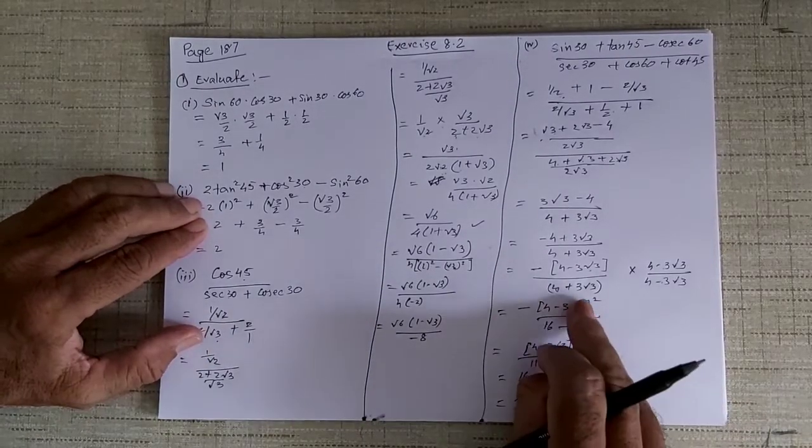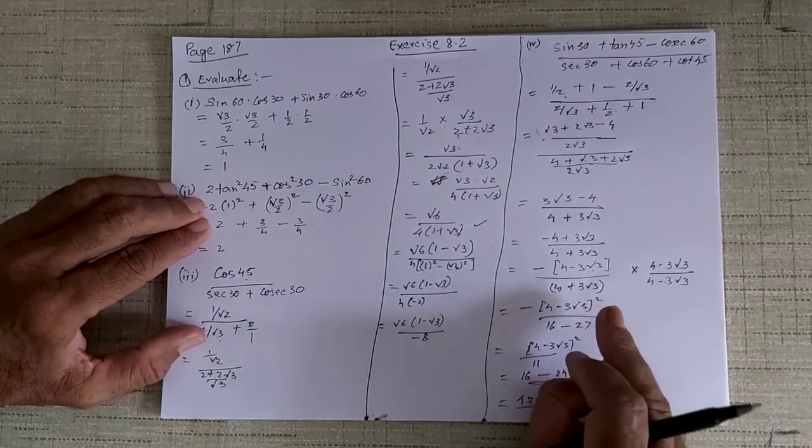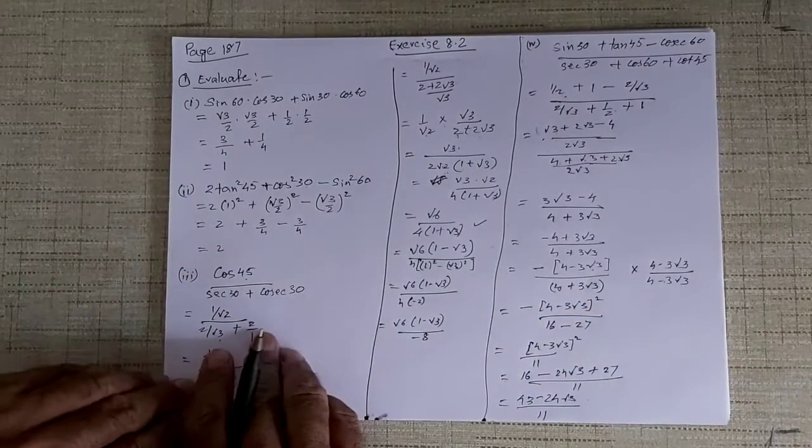When you simplify, you don't want the root sign in the denominator. That is called rationalization. We try to rationalize it. Okay, it will take a little practice, but you will be able to get it.